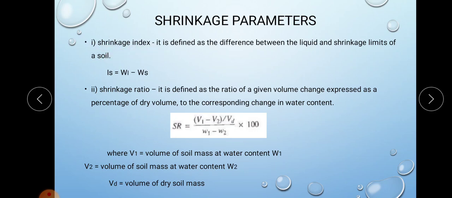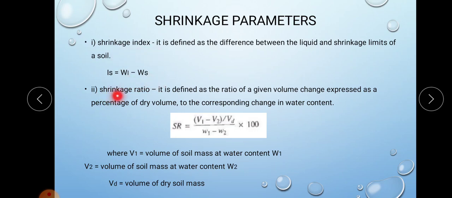Shrinkage index is defined as the difference between liquid limit and shrinkage limit of a soil. So shrinkage index, which is expressed as I_s, is equal to liquid limit minus shrinkage limit. So the difference between liquid limit and shrinkage limit is known as shrinkage index.